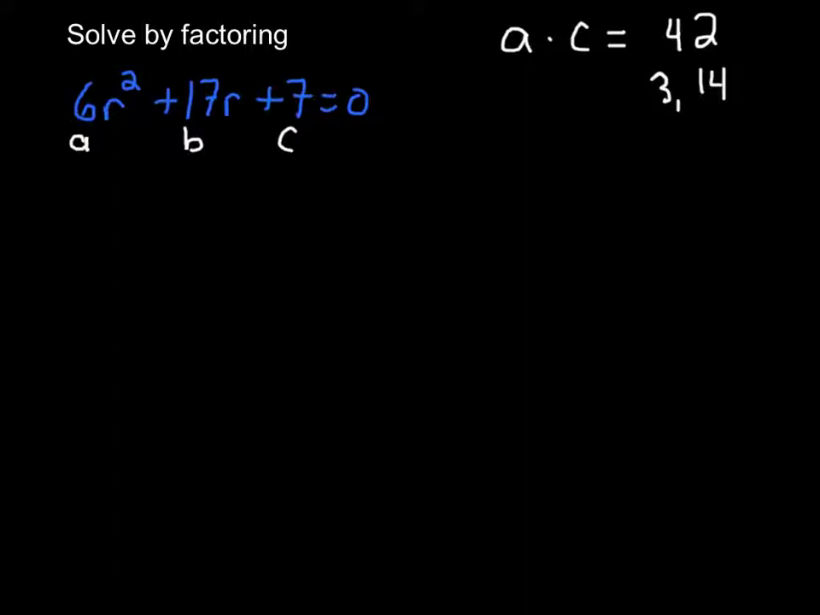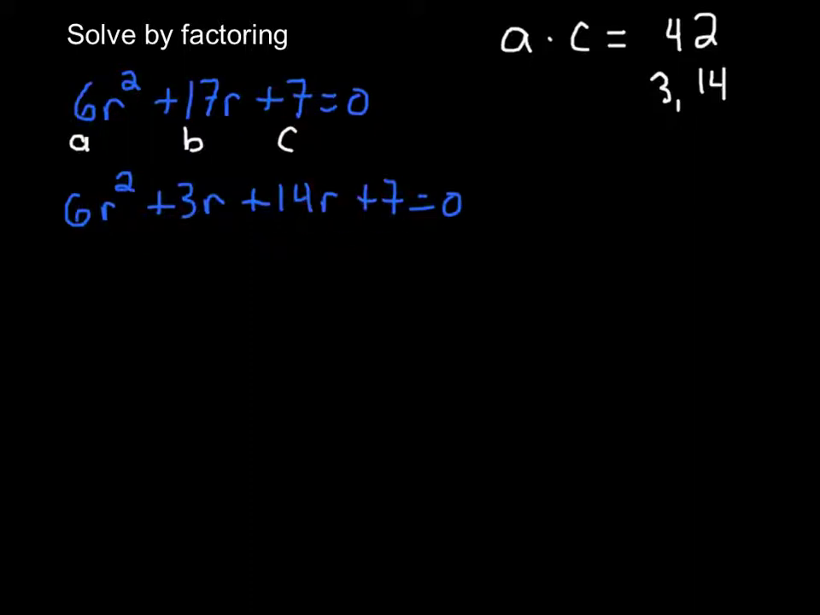What I'm going to do now is rewrite this equation, but I'm going to write it with my 3 and my 14. So let's rewrite it. I've got 6r squared plus 3r plus 14r plus 7 equals 0. Okay, so I rewrote this, and what I basically did is I took the 17 and I expanded it into 3r and 14r, and that's where I got these two here. Now, I put the 3 first because I know 3 and 6 share a common factor, and I know that 14 and 7 share a common factor, so I put those two next to each other.